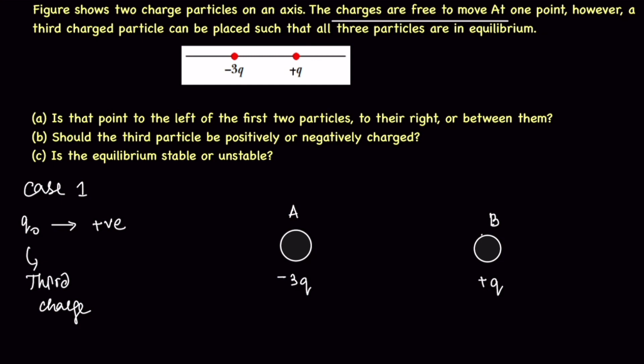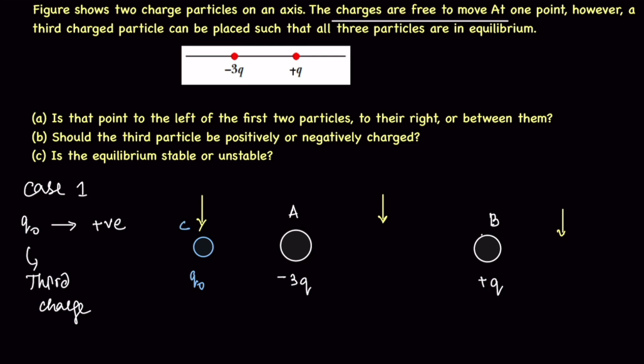So we have three positions to place the third charge. One is on the left side of A, next is on the right side of B, and third is between A and B. If we take the first one, where the third particle is on the left side of A, so what will happen?